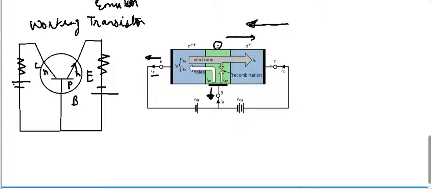Okay, so that is the reason IC, the collector current, will flow along this side, and IB will flow in the opposite direction, this side. Okay, so now if we apply Kirchhoff's law, consider this junction, the current which is going from here is the IE.